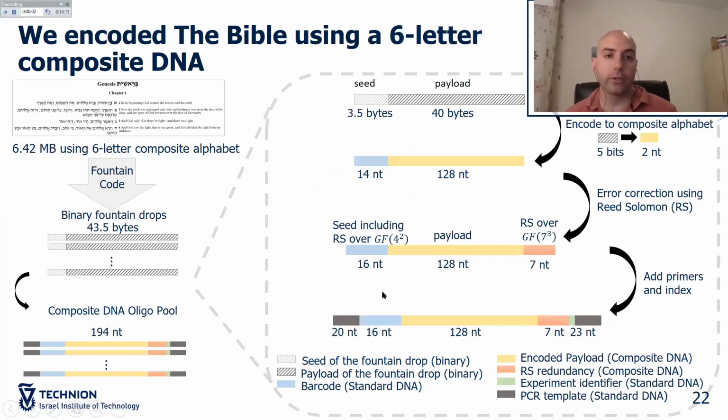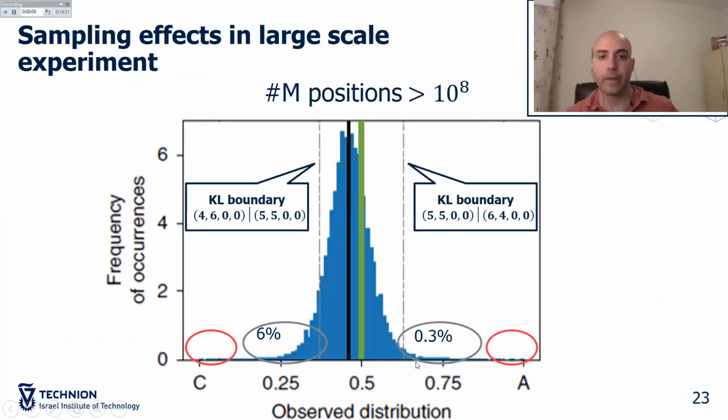The error correction scheme we used was the fountain code for dropouts and Reed-Solomon codes for the barcode and the payload parts of the composite DNA.